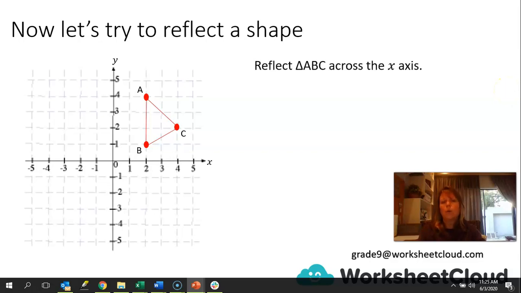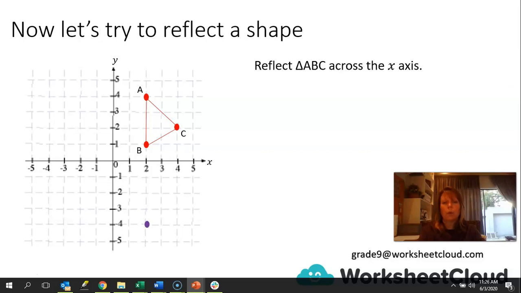Right, so what I want you now to do is we're going to reflect triangle ABC across the x-axis. So all our x values will stay the same, but the y values will go from positive to negative. So let's have a look at that. Let's do A first. You can actually start with any one, but let's just go according to the alphabet. It's easier to keep track. So if A is 2 and 4, it now becomes 2 and -4.